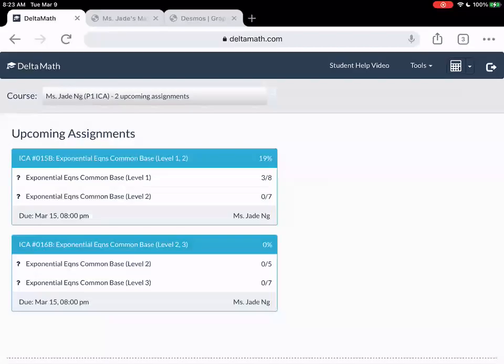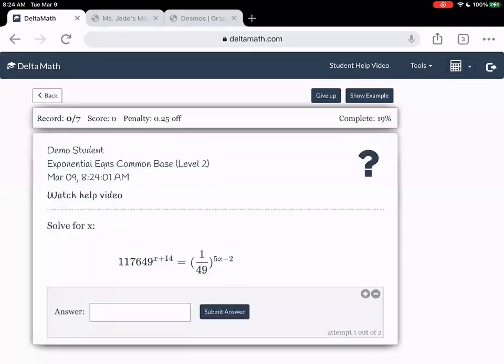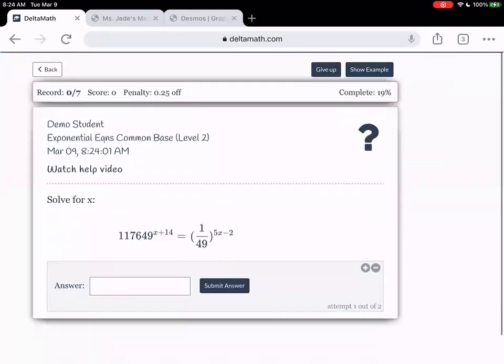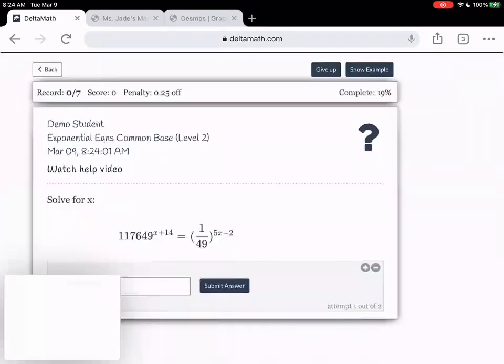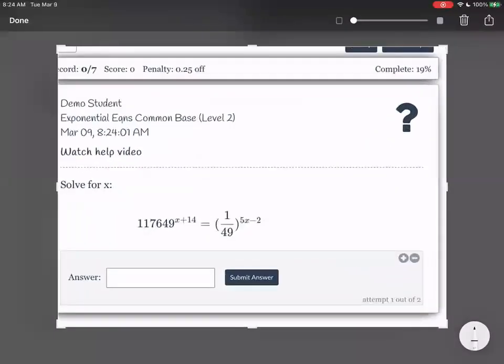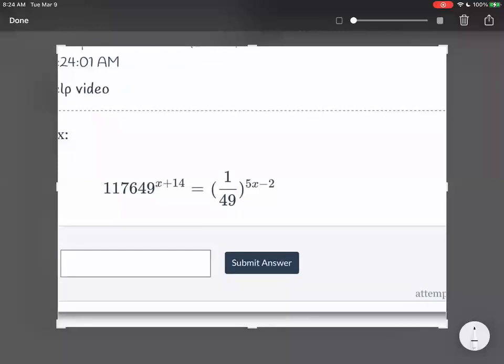So this next category is exponential equations common base level 2. So we just did level 1, now we're going to do level 2. Okay, so it looks kind of crazy, but don't worry, we'll get through it. So we're going to solve for x, and let's take a look at this crazy number.